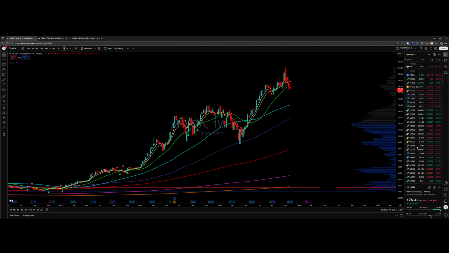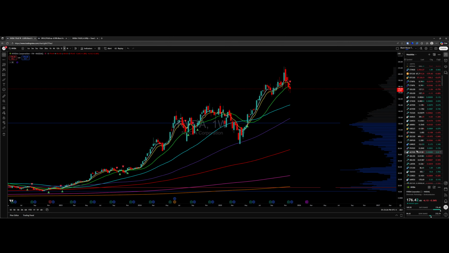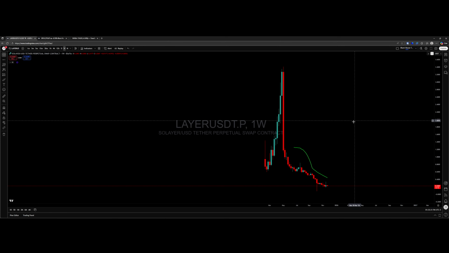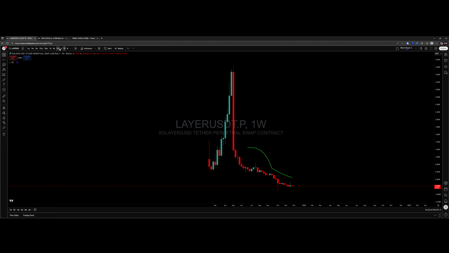Again, it's as simple, or as complicated, as that. Right? We really have to try and stay out of the weeds, the thick of thin things and all of that stuff. This is the weekly chart for Layer.